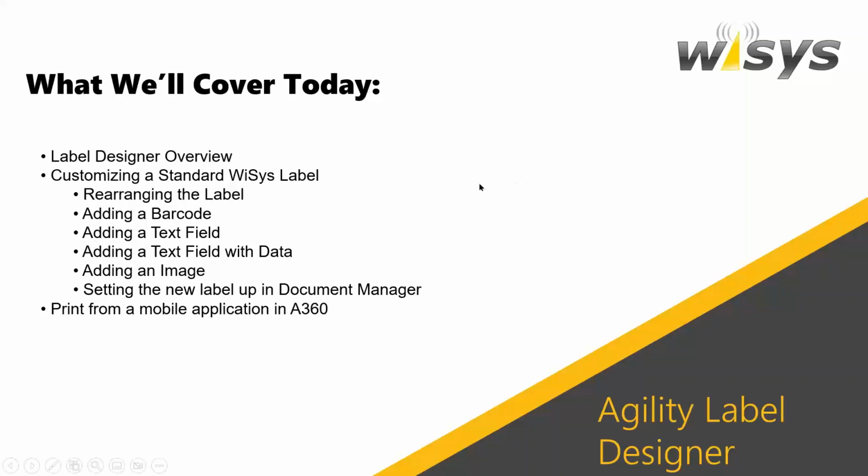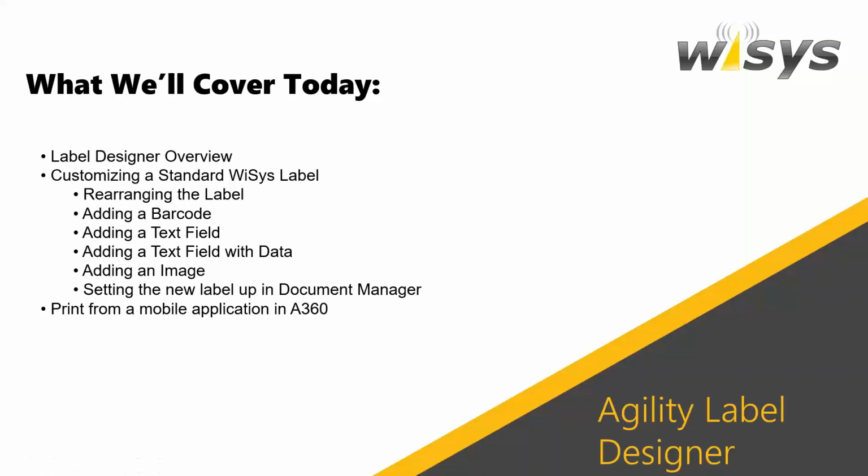So after that, we're going to customize a standard WiSys label. That's going to be our out-of-the-box GRPO label. And how we're going to do that is we're going to rearrange the label. We're going to add a barcode, a text field that is just hard coded, a text field that pulls data from SAP Business One. Then we're going to add an image. In this case, I'm just going to be using a WiSys logo, and we're going to treat it as if we were using just a company logo. We wanted our company logo on the label. That's the way we're going to behave with the image, but there's some other details to that and other things we can do with an image that we'll talk about in today's session.